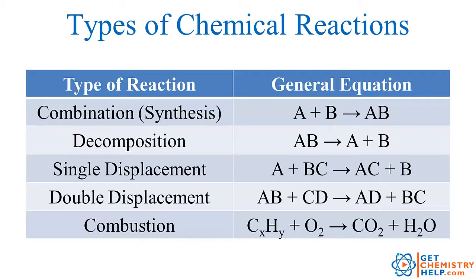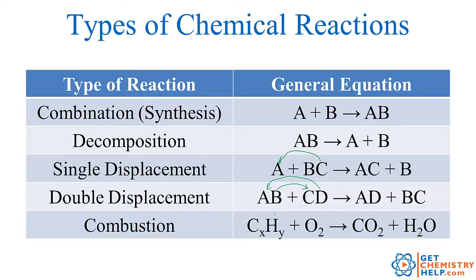A decomposition is basically just the opposite, where you have one substance decomposing or breaking apart into 2 or more substances. A single displacement is where you have one substance being displaced. So notice in this general format, A plus BC goes to AC plus B. So the C was displaced and went from B to A. And a double displacement, that happens twice. So notice in our general format, AB plus CD goes to AD plus BC. So B was displaced to go with C, D was displaced to go with A. So 2 things were displaced.